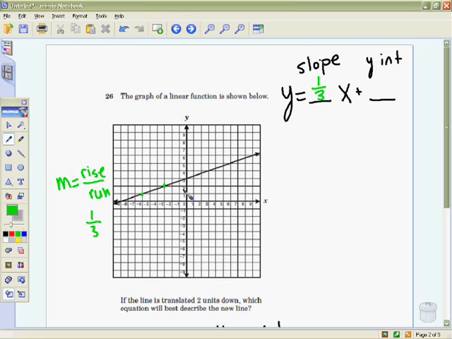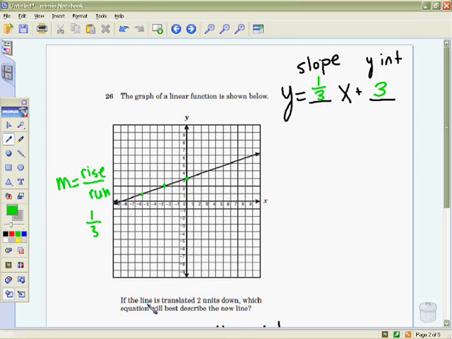Now my y-intercept, that's the easy part, where it crosses the y-axis. It crosses at the point 0, 3, which means my y-intercept is the y value of that point, which is just 3. So the equation of my line is y equals 1/3 x plus 3.